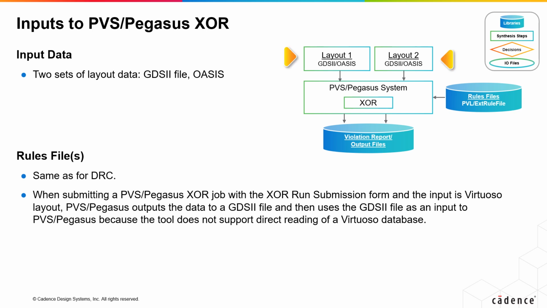If you submit an XOR job using the XOR run submission form with a Virtuoso layout as input, the output data is written to a GDS2 file. This GDS2 file is then used as input for PVS or Pegasus because the tool does not support direct reading of a Virtuoso database.